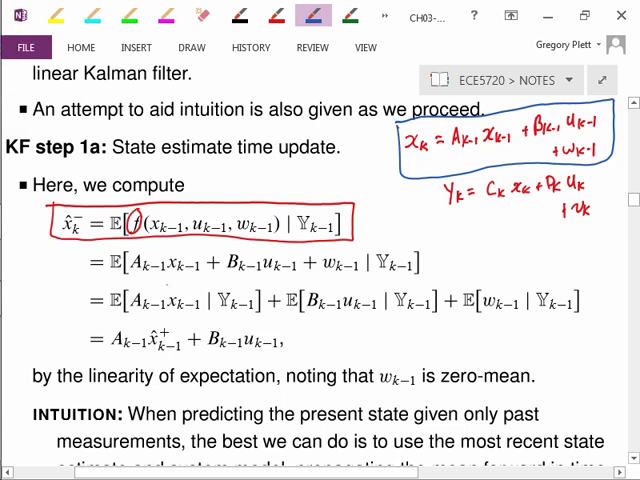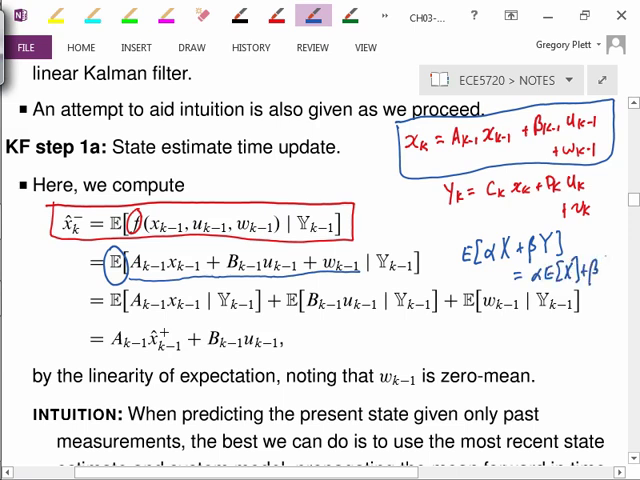So I substitute F to be ax plus bu plus w, and we have the expected value of all of that given y. A very important property of the expectation operator is that it's linear, which basically says that the expected value of alpha times random variable x plus beta times random variable y is equal to alpha times the expected value of x plus beta times the expected value of y.